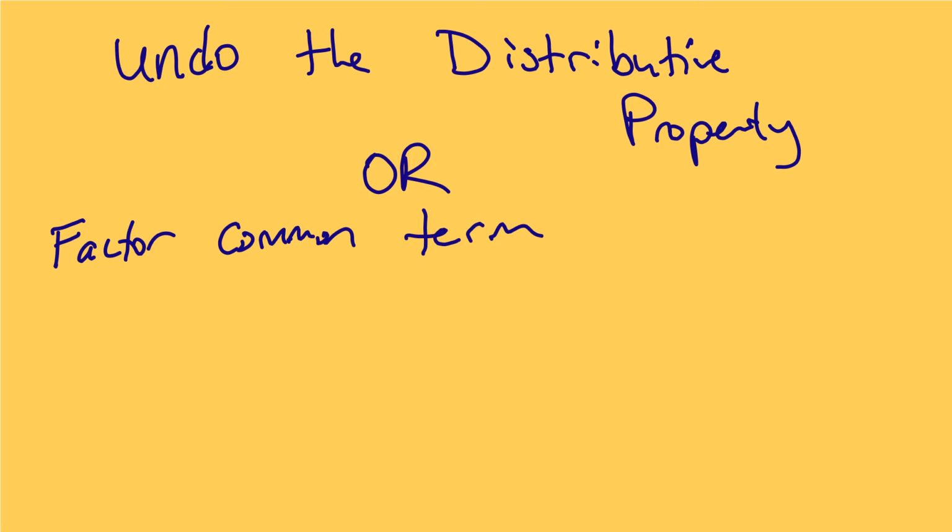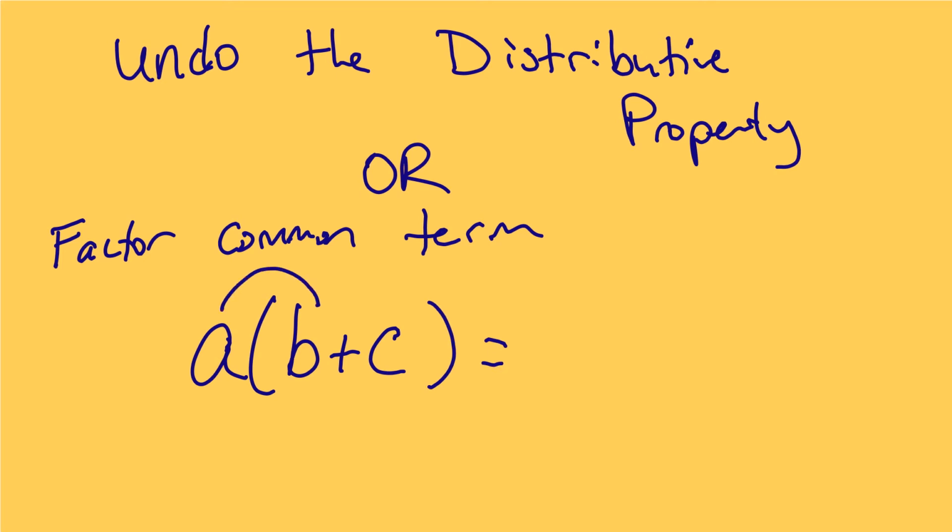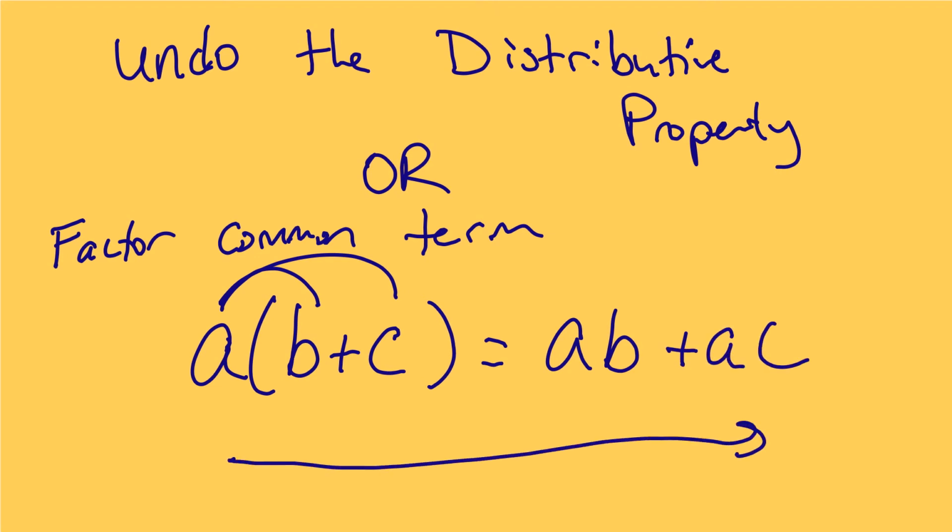All right, before we do number 3, you have to understand that we can undo the distributive property, or it's really called factoring a common term. Now remember, the distributive property says this: A times the quantity B plus C equals, and A is a pizza delivery guy, he drops off pizza at B's house and C's house. And you end up with AB plus AC. That's reading it from left to right. But you can also take it from right to left. You can have AB and AC and then work backwards.